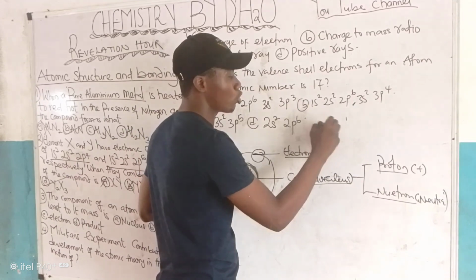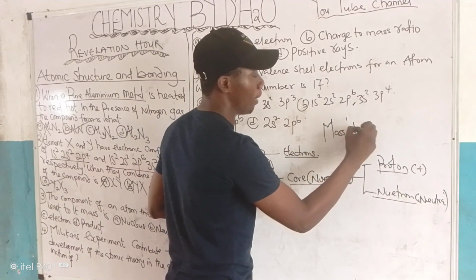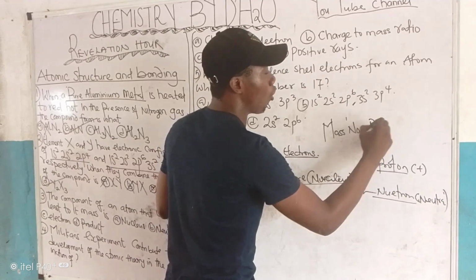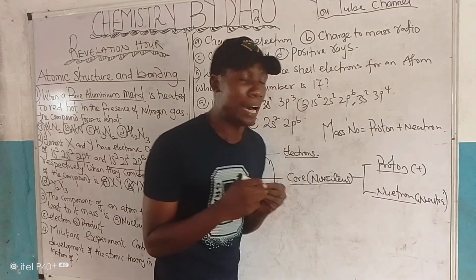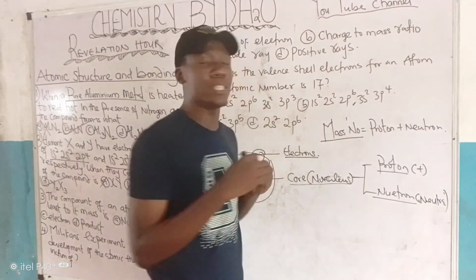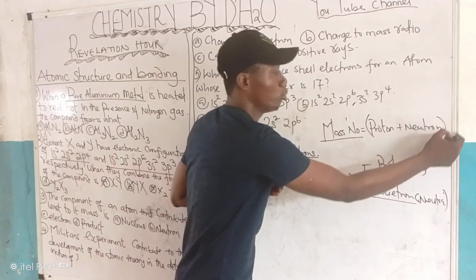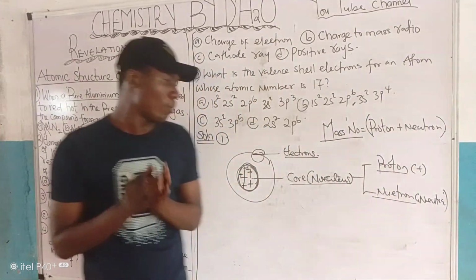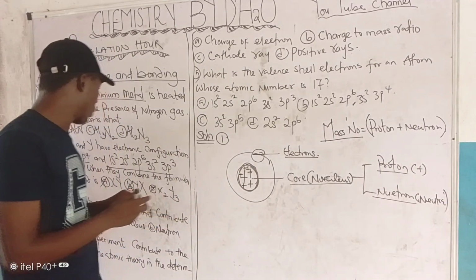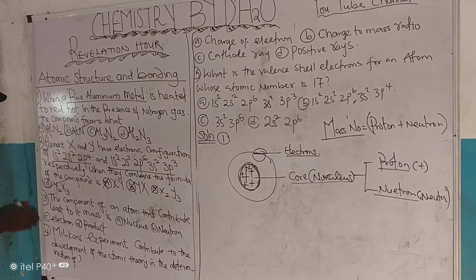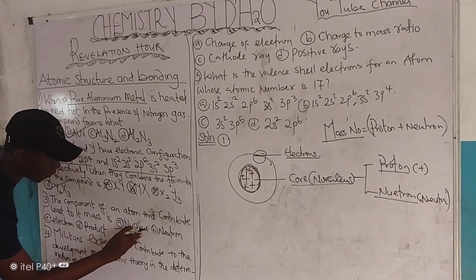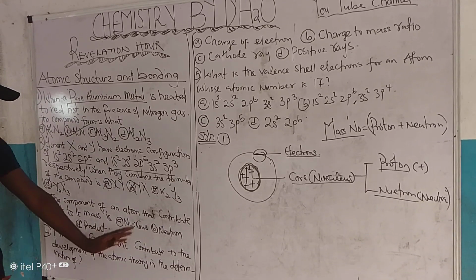Remember that the mass number of an atom is the sum of the number of protons plus the number of neutrons. That is to say that the mass of an atom is the combination of protons and neutrons. So, does the mass of an atom have to do with the electron? No. The question says the component of an atom that contributes least to its mass is what? The nucleus is the mass of the atom itself.